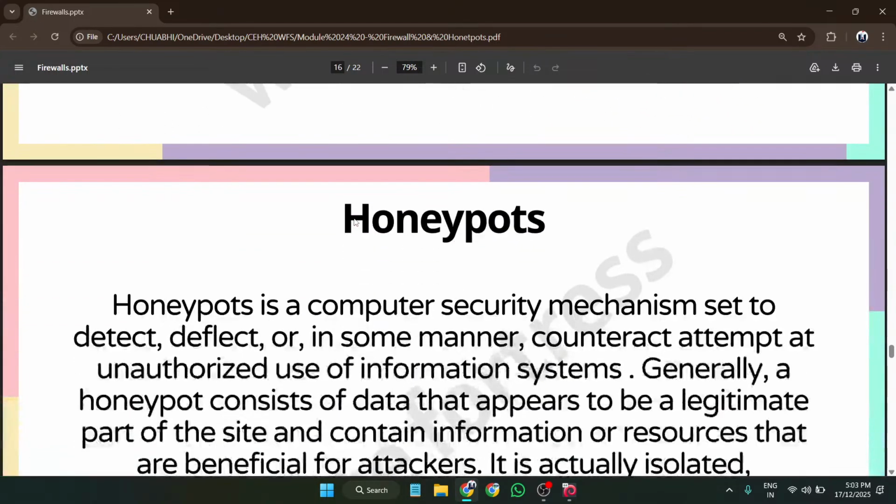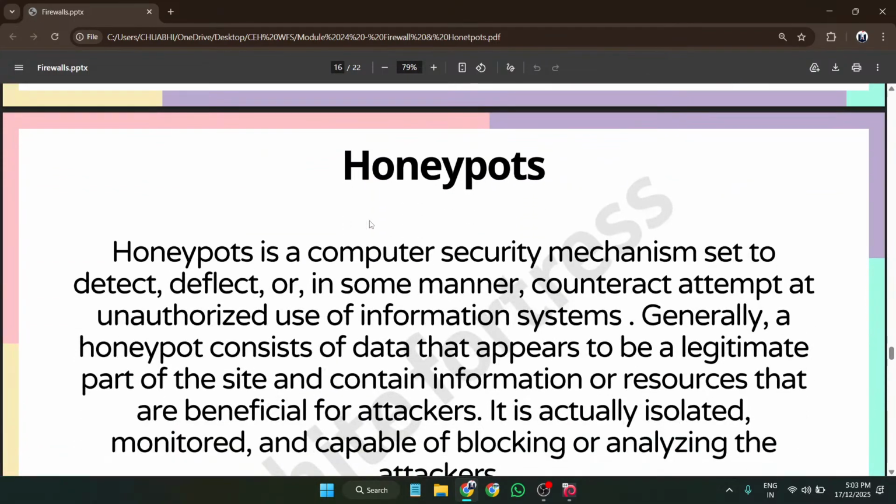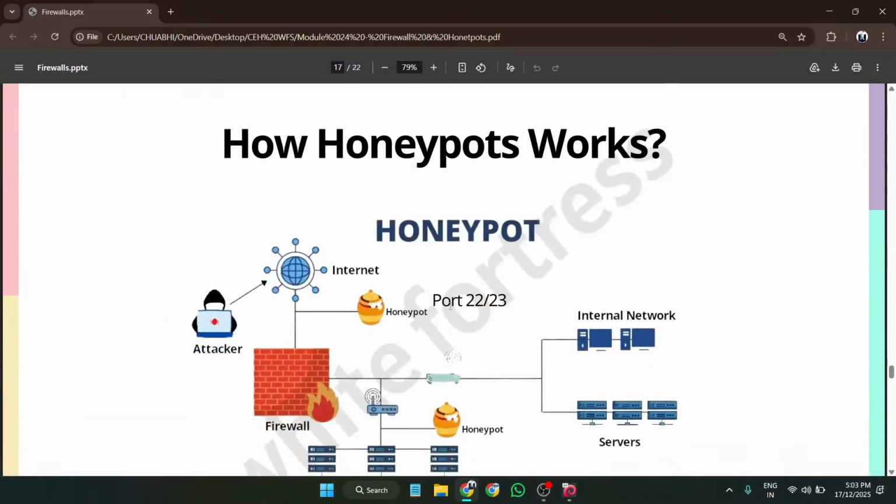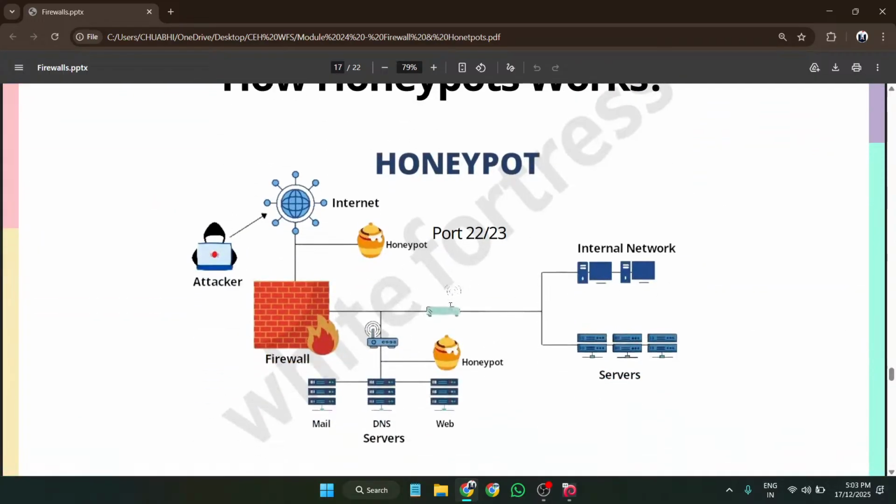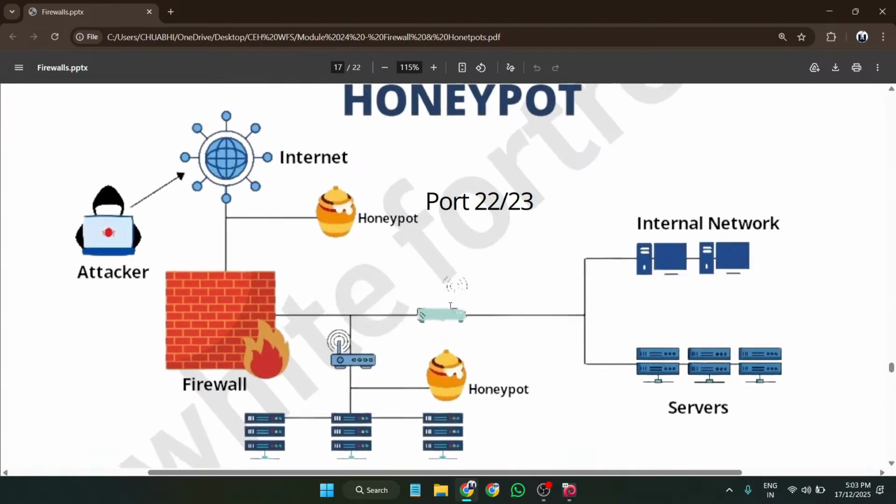So let's start. What are honeypots? A honeypot is a computer security mechanism set to detect, deflect, or in some manner counteract attempts at unauthorized use of information systems. So what does it do? It just deceives the attacker. Before getting to this part, let's take an example and understand it by using an image, so it will be much easier for you guys.